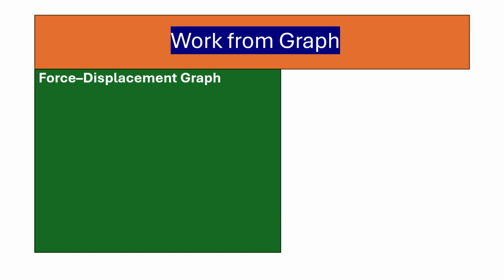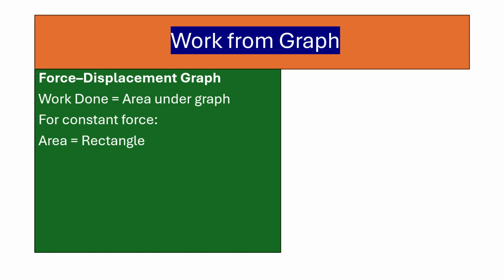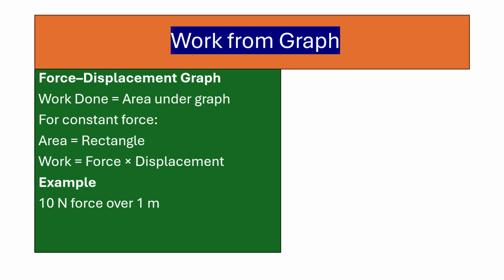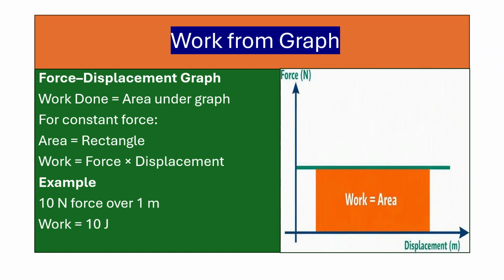Now when we talk about the graph, many a times students have a lot of doubts related to this. Let's understand the force displacement graph. Children, if you have to calculate the work done, please remember it is the area under the graph. For constant force, the area is a rectangle. For work done, as we know, it is force into displacement. So 10 Newton force over 1 meter, so work is 10 joules.